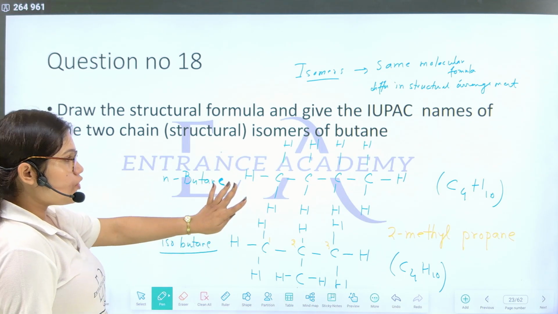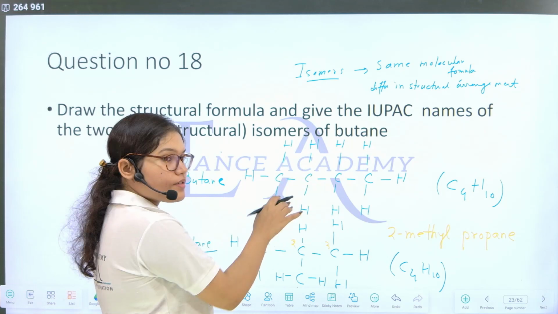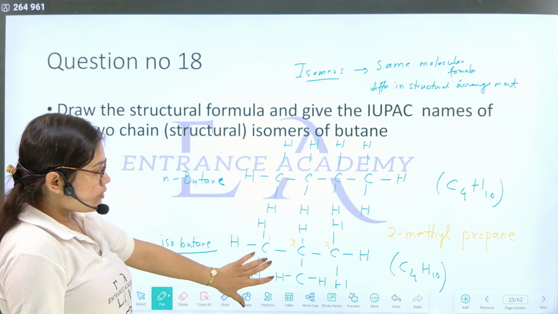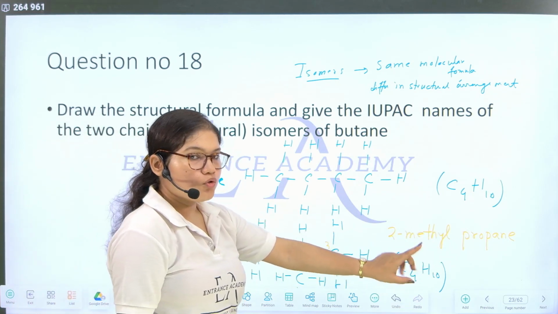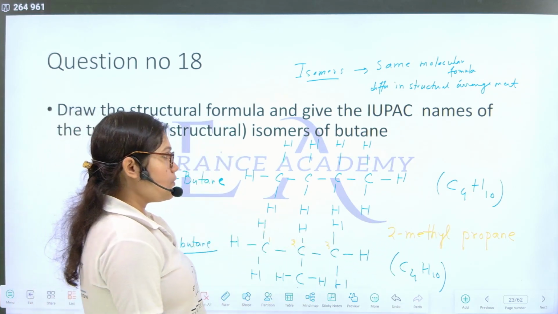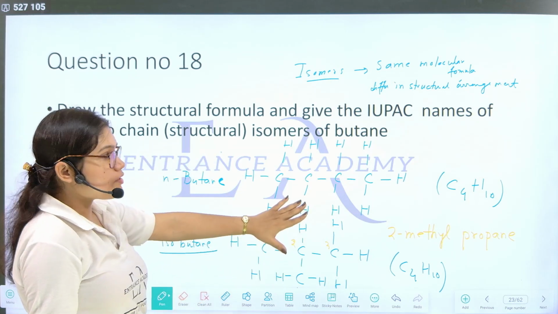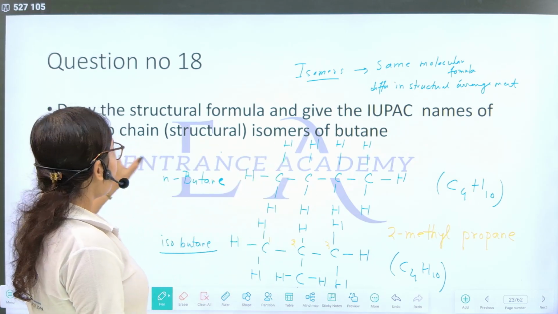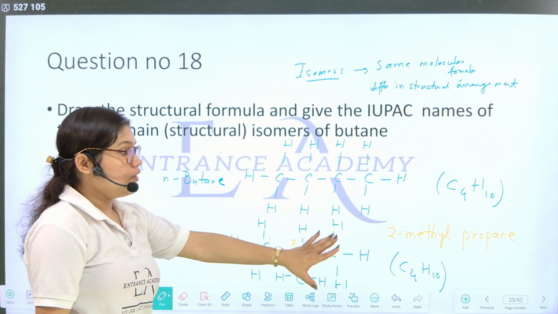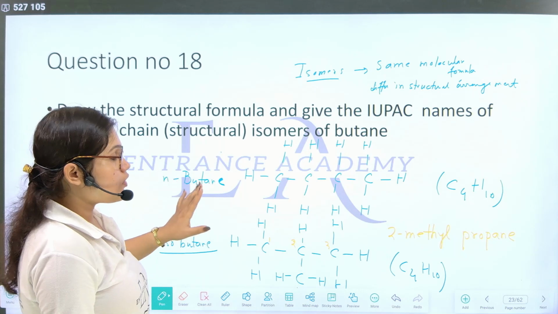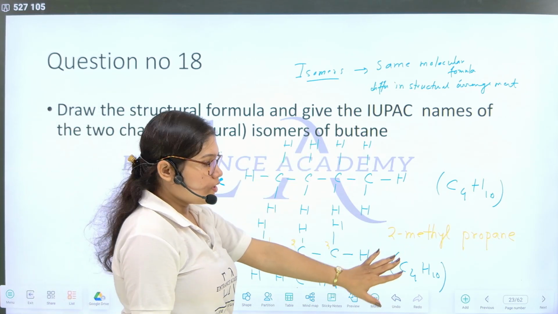So two isomers of butane are there. First one is butane, the general structure of butane. And the isomer is this, the naming is isobutane or 2-methyl propane. 2-methyl propane is the IUPAC name. So the question is to draw the structural formula and give the IUPAC names of these two chain structures. You have to add the IUPAC names only, not the common names. Common names are not the correct exact answer.